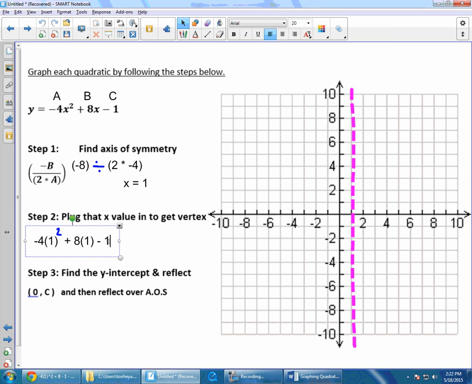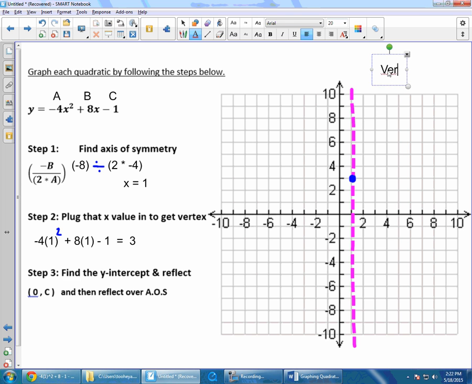So that gets me 3. Now, what I was trying to find was my vertex. The vertex is either the highest or the lowest point. So on my graph, I go on the y-axis and put a dot on 3, and I know that's my vertex. I'm going to write out what my vertex is: vertex, 1, comma, 3.